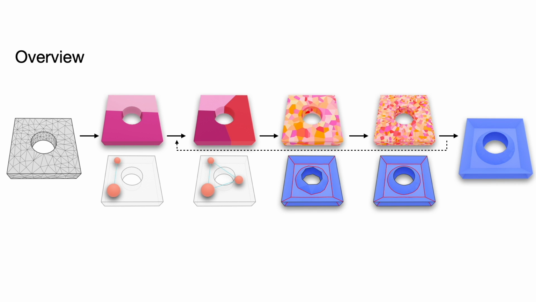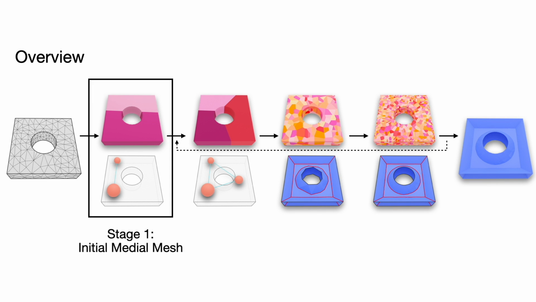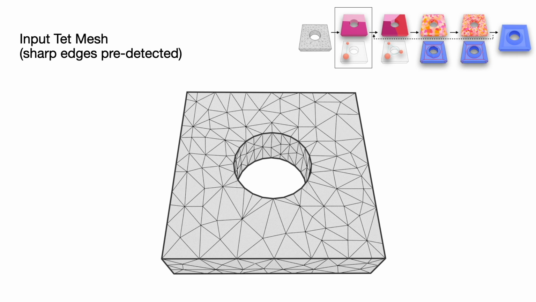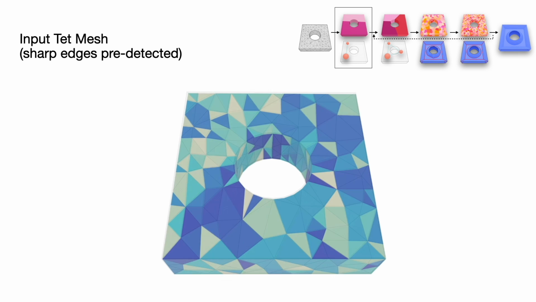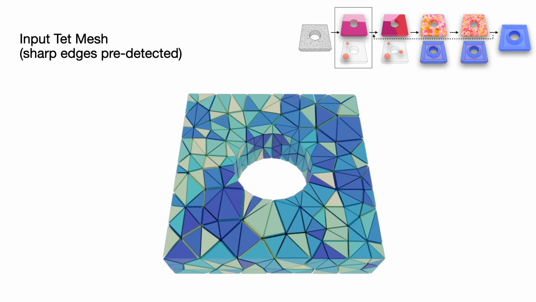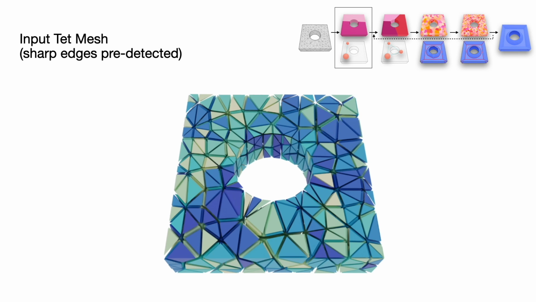Our pipeline consists of 4 stages. The first stage is to generate the initial medial mesh. Our method requires input that is a manifold tetrahedral mesh with a single connected component and no cavity. The surface features such as sharp edges and corners are also pre-detected.